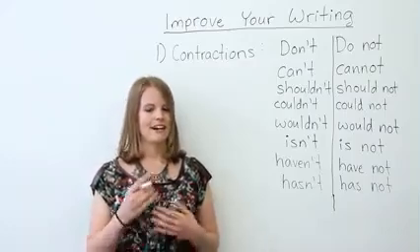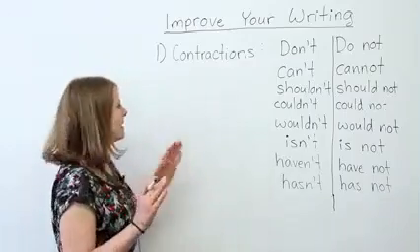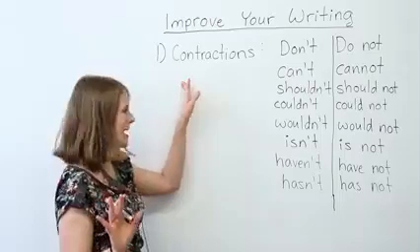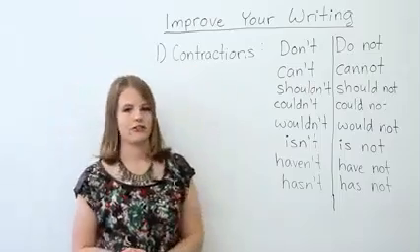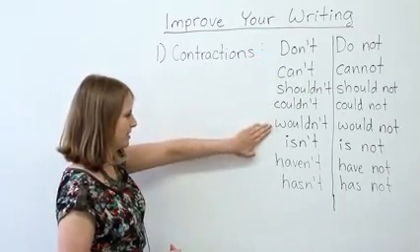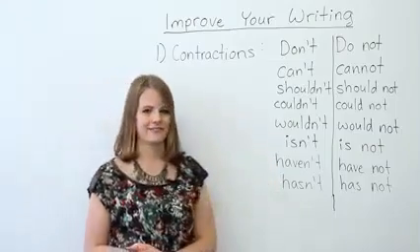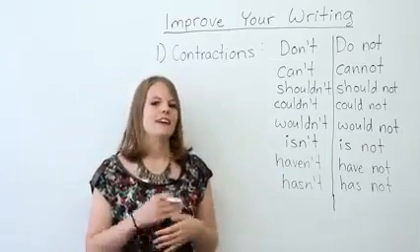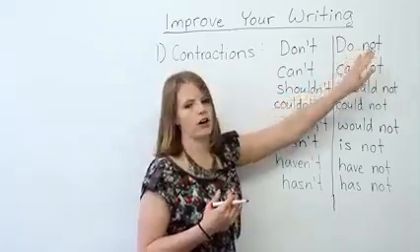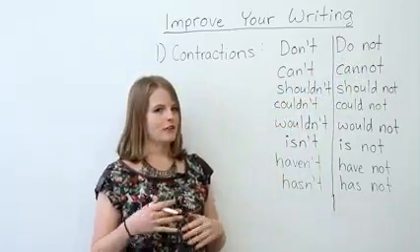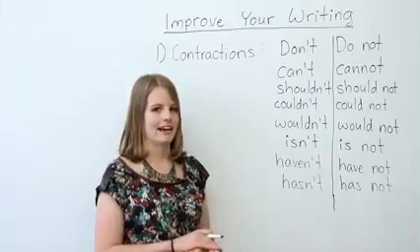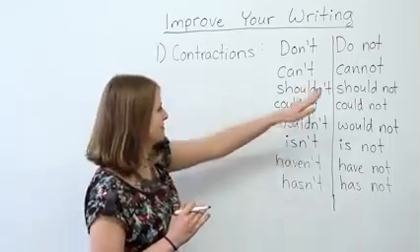My first tip on how to improve writing is do not use contractions, okay? And again, this is for academic writing. So what is a contraction? Don't, can't, shouldn't, couldn't, wouldn't, isn't, haven't, hasn't. Okay, so it's the short form of, for example, don't is the contraction of do not. Okay? So it's better to actually write out the word in full in academic and formal business writing.